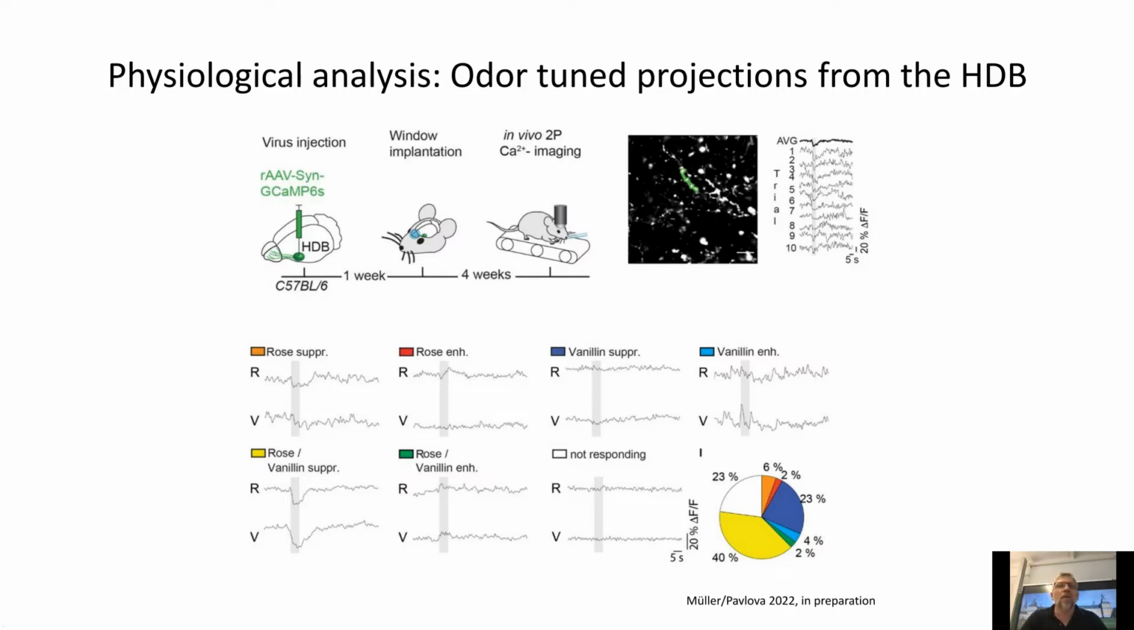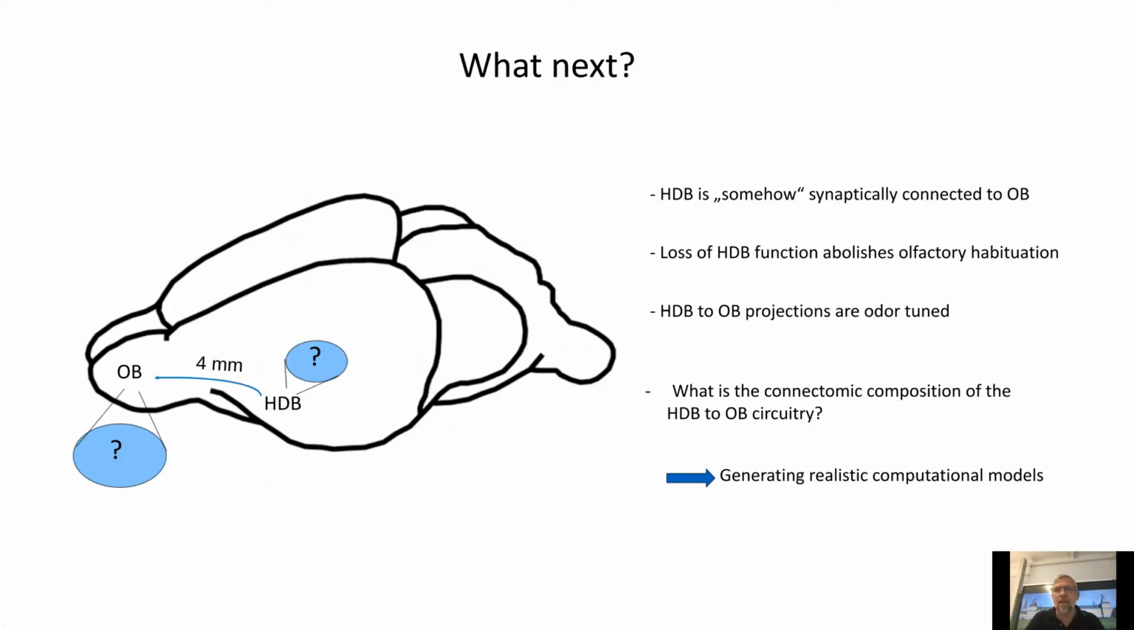Now, as a next step, we did a physiological analysis of the projection of these neurons into the olfactory bulb, and we did this by 2-photon calcium imaging of projections from the HDB within the olfactory bulb. And just to make a long story short, what we can show here is that indeed these neurons in the HDB are activated by odors, so they show responses to odors, and moreover, they even show specific responses to odor.